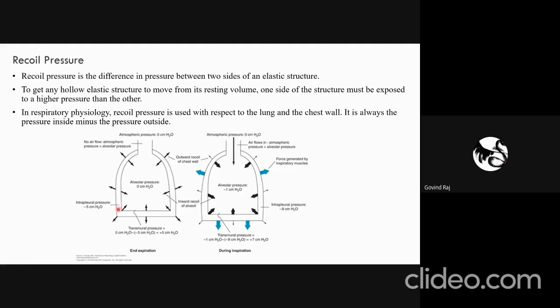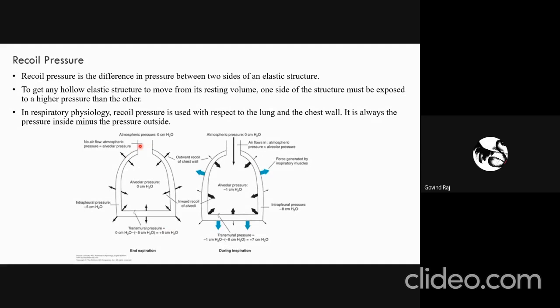Then there is the intrapleural pressure, the pressure created inside the pleural cavity. We know the lungs are covered by pleura, and between the lungs and the pleura there is an intrapleural cavity containing fluid, the pleural fluid. This intrapleural pressure creates a suction force that attaches the lungs, like glue, to the chest cavity.